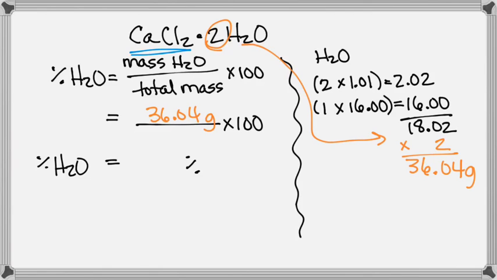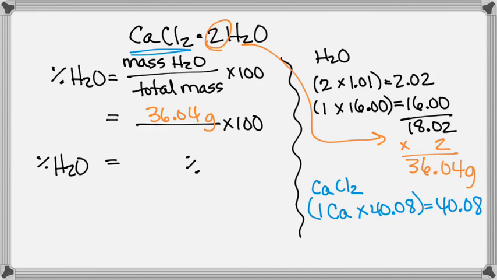So let's work on the CaCl2. Well, for calcium chloride, we've got 1 calcium atom. Let me rewrite some of this. And I'm looking at my periodic table. The mass of calcium is 40.08 grams. So there we go there. And we have 2 chlorine ions. The mass of chlorine, looking at my periodic table, is 35.45. Once we do the math there, that is 70.90.